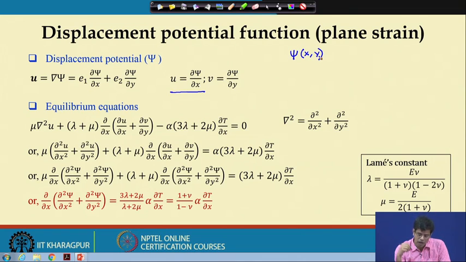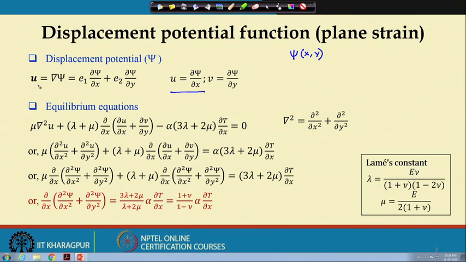This I am considering the displacement potential, and now if I assume that my u is del psi by del x and v is del psi by del y, then my displacement I can write in terms of E1 and E2, the basis vectors in the Cartesian coordinate system. So, this is essentially u and v, so essentially u is u1 and u2, or u, v.